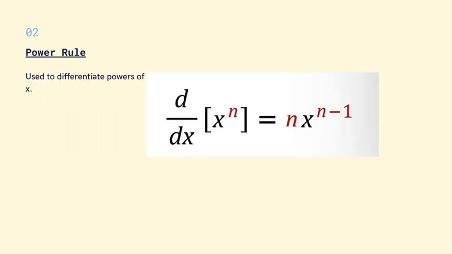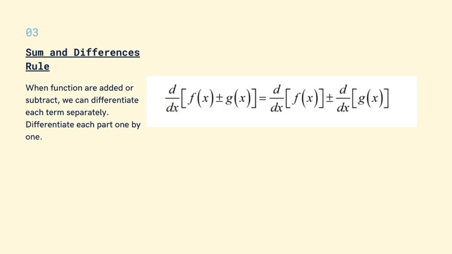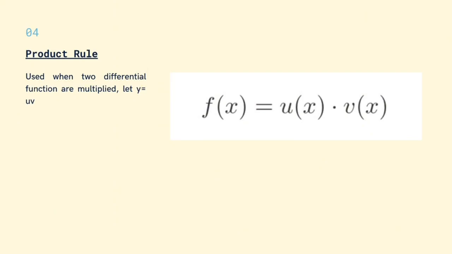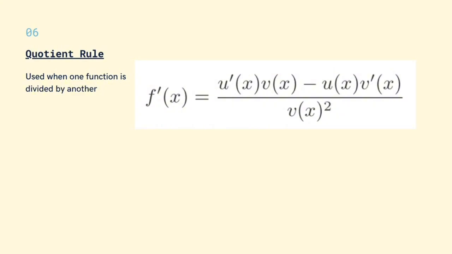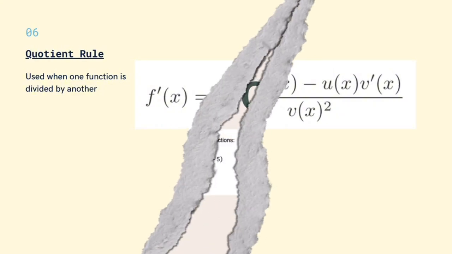Second, the power rule. The power rule is used to differentiate powers of x. Third, the sum and difference rule. When functions are added or subtracted, we can differentiate each term separately, one by one. Number 4, the product rule. The product rule is used when two differentiable functions are multiplied, like y equals uv. Number 5, the chain rule, a technique for finding the derivative of a composite function. It is used when there is a function inside another function. Number 6, the quotient rule, used when one function is divided by another.